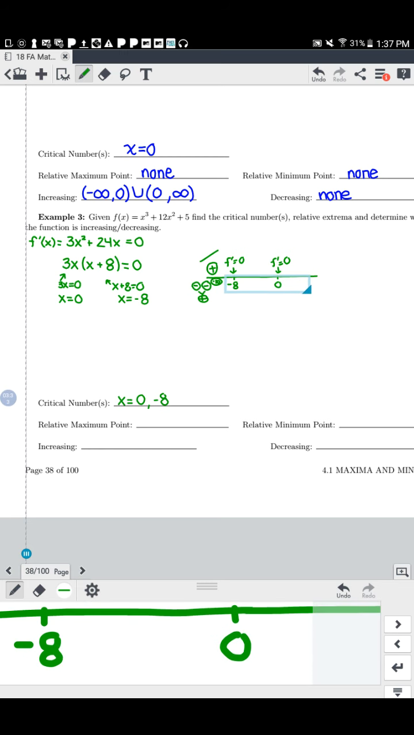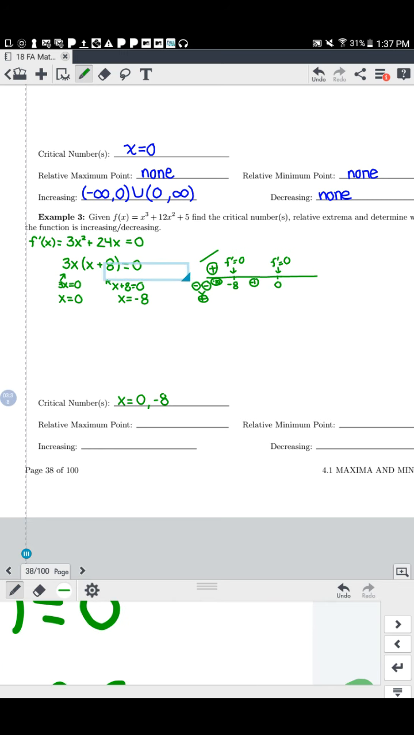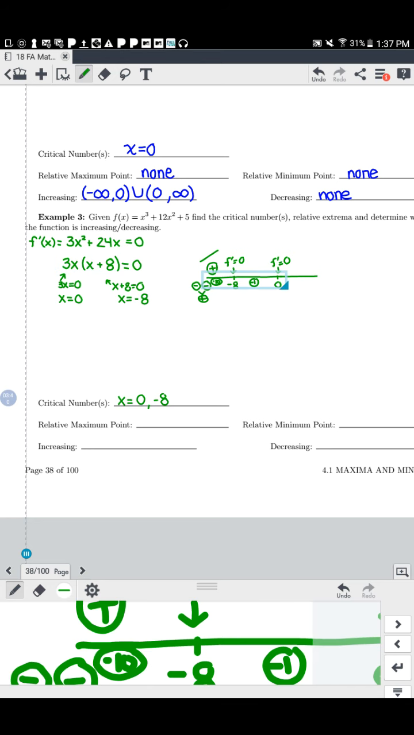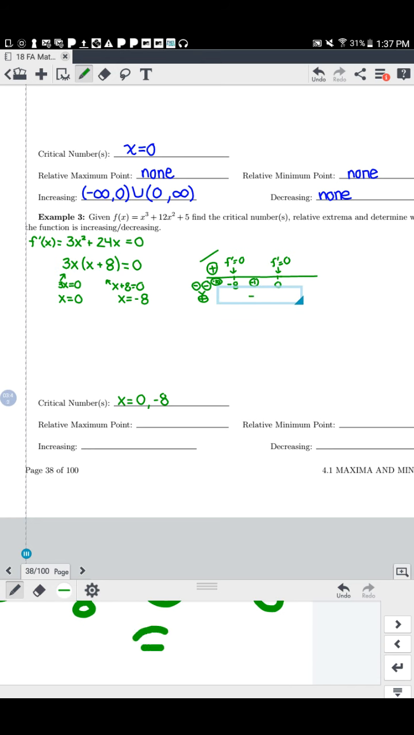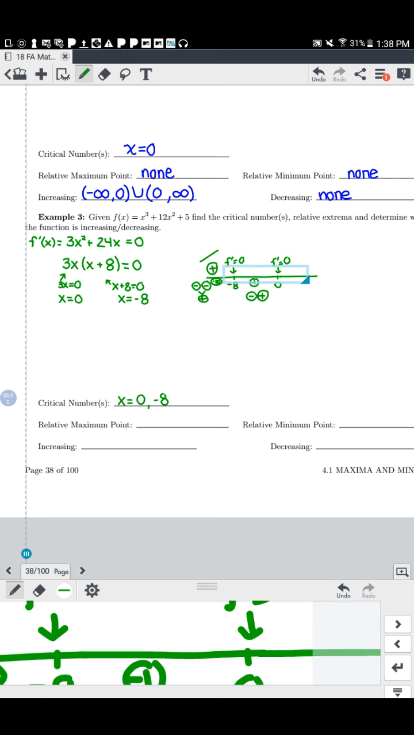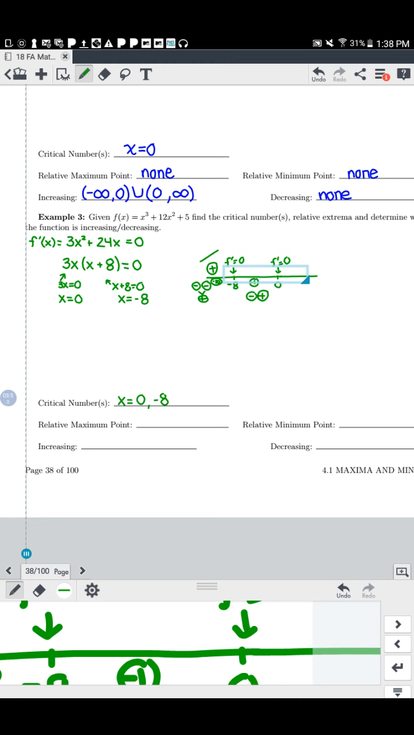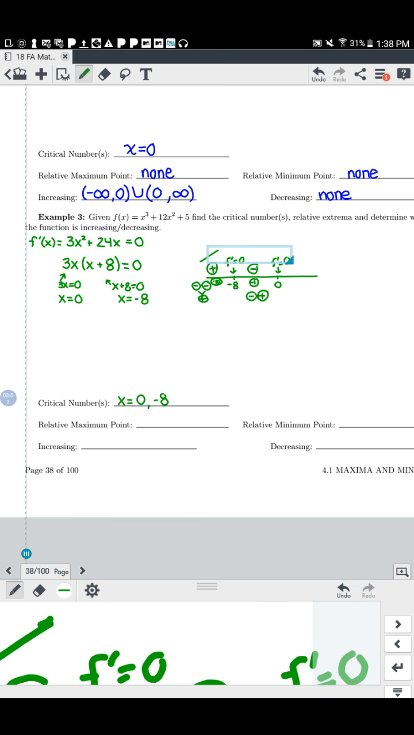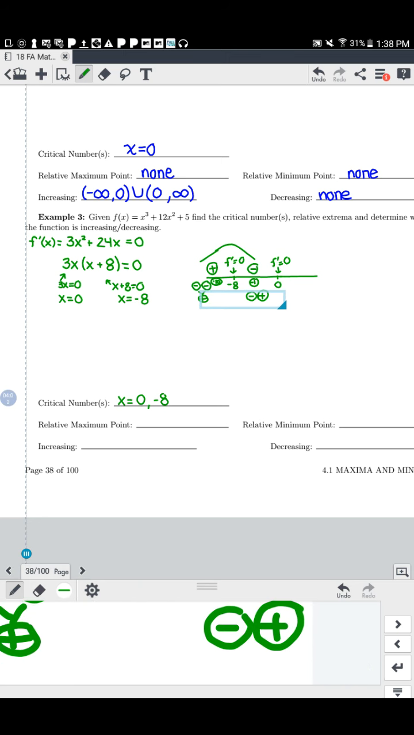Between negative 8 and 0, I'm going to choose negative 1. And I'm just going to see the sign when I plug into the derivative. So I have 3 times negative 1 would be negative 3. So that's a negative answer. And then I have negative 1 plus 8, which is going to be positive. So this whole interval, whether you chose negative 1 or any other number, you should get a negative times a positive, which of course is negative. So I went from increasing to decreasing. So you have a relative max at this critical number here. There's the x value of my relative max.